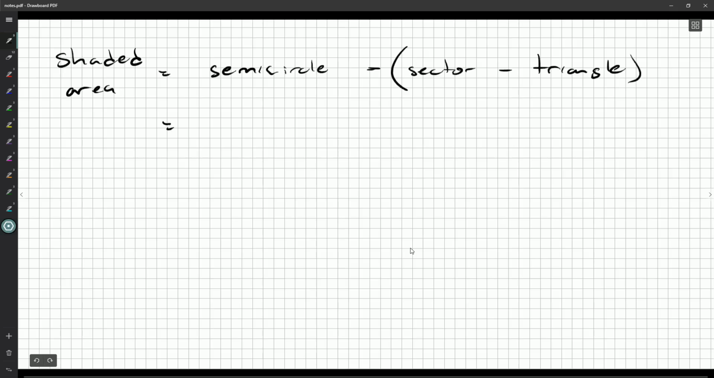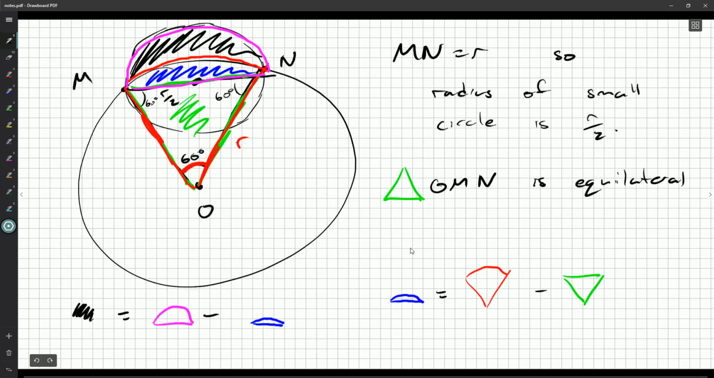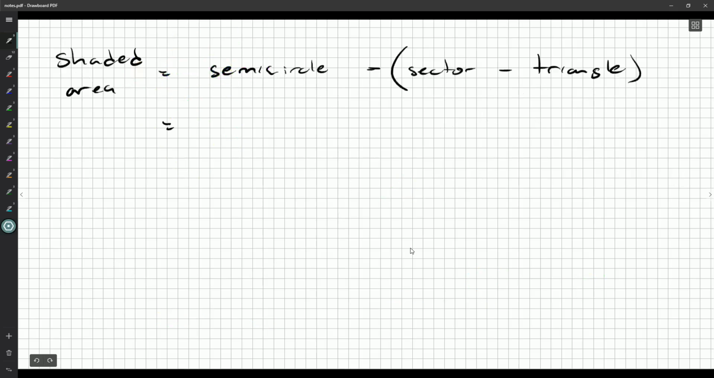Now I know the radius for the semicircle. I already mentioned it over here. And a semicircle's area, well, a semicircle is just a sector of angle 180 degrees, but it's 1/2 pi R squared, which in this case is actually R over 2 squared. Pi times the radius squared, I guess. Alright, now the sector of a circle.